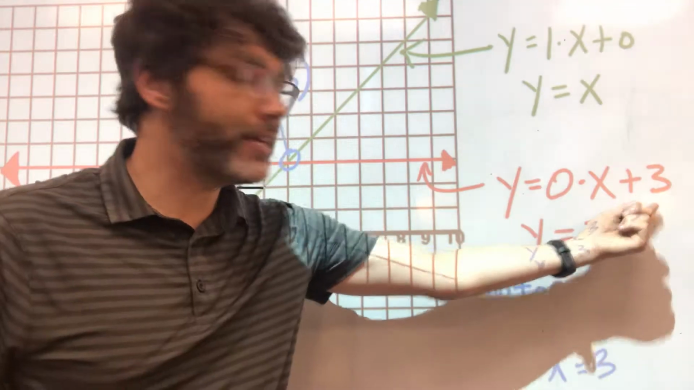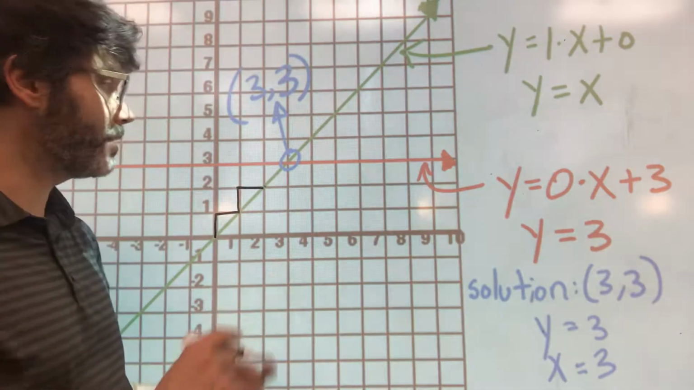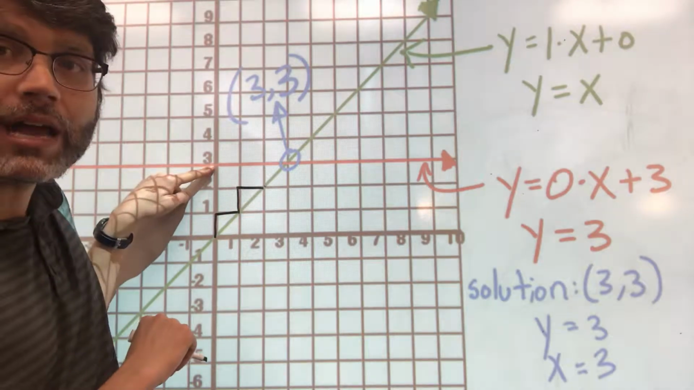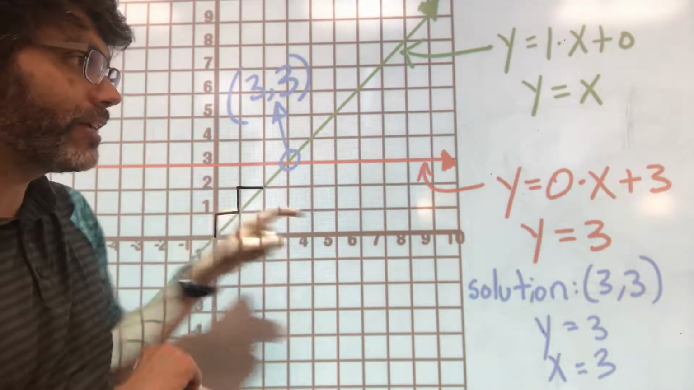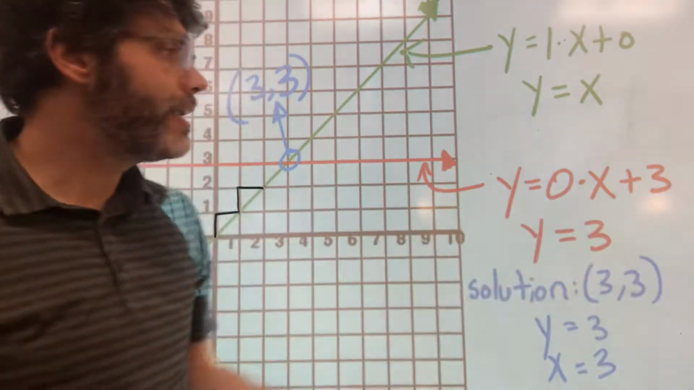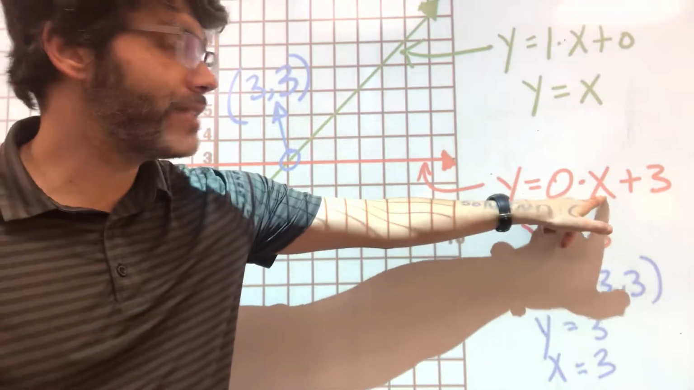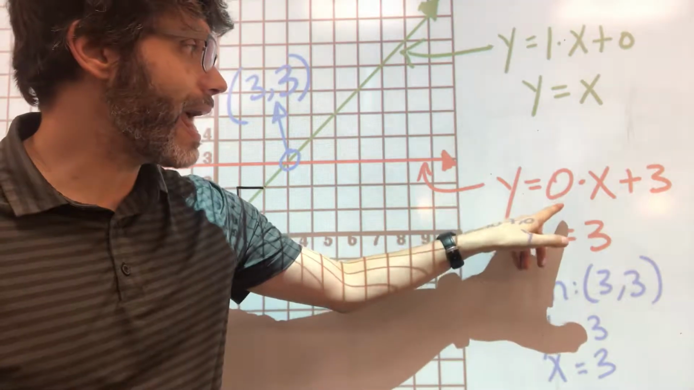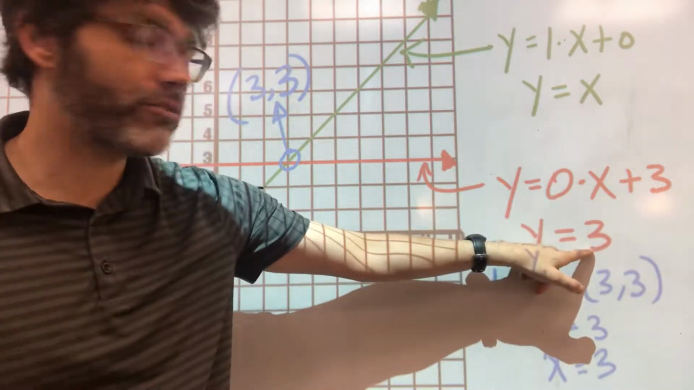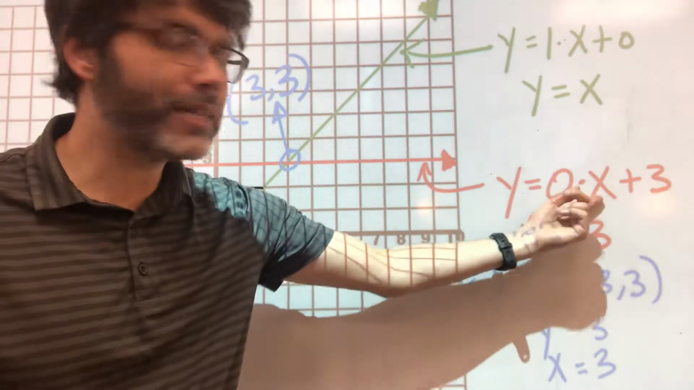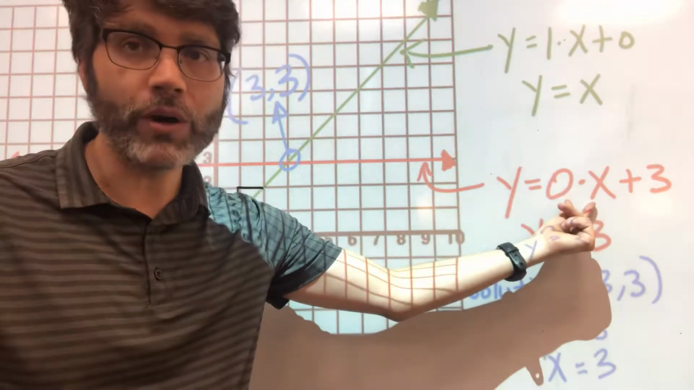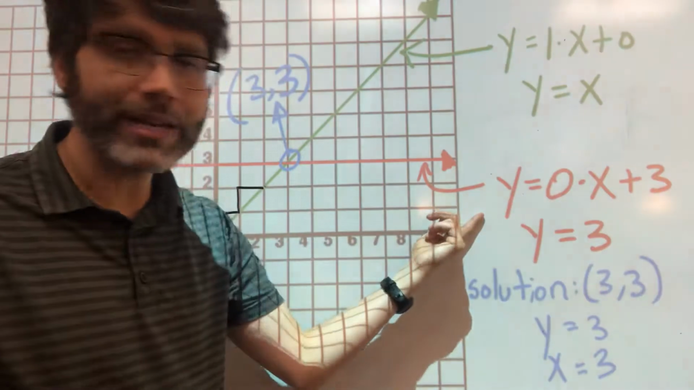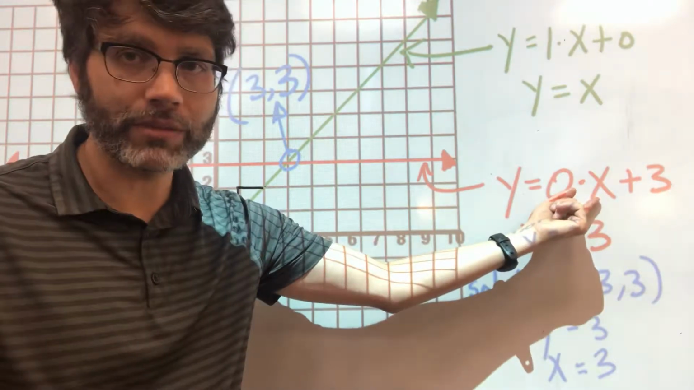Now the b is the y-intercept. What is the y-intercept of this horizontal line? It goes through 3 on the y-axis. So that's why we put a 3 here. Now since 0 times anything, like 0 times x, is just 0, we could just add 0 plus 3, and that's 3. Meaning 0 times x is just 0, so that drops out. It doesn't have to be in this equation because it's 0 times something.